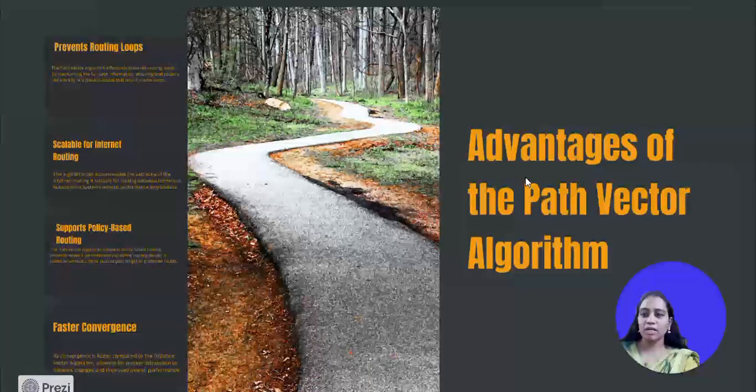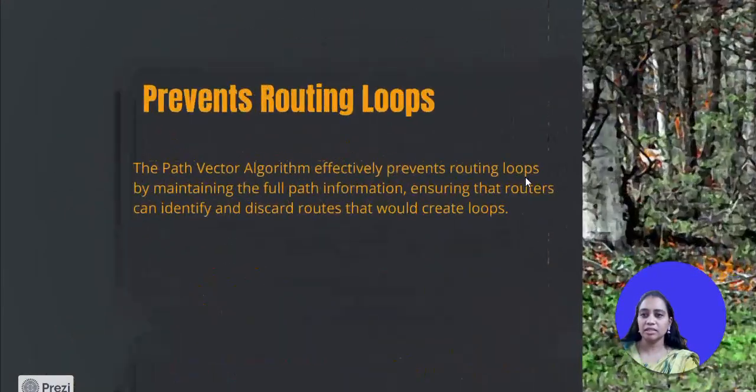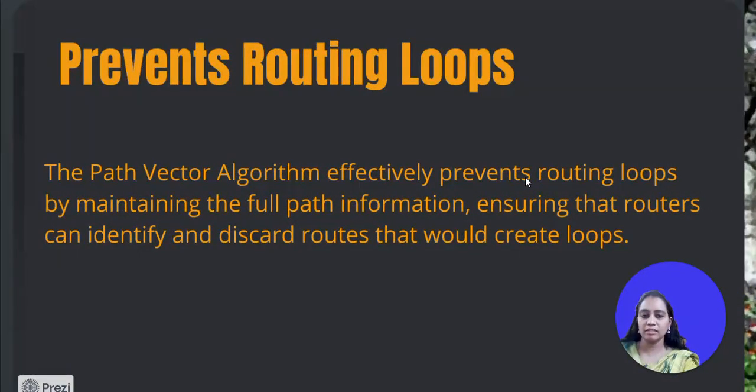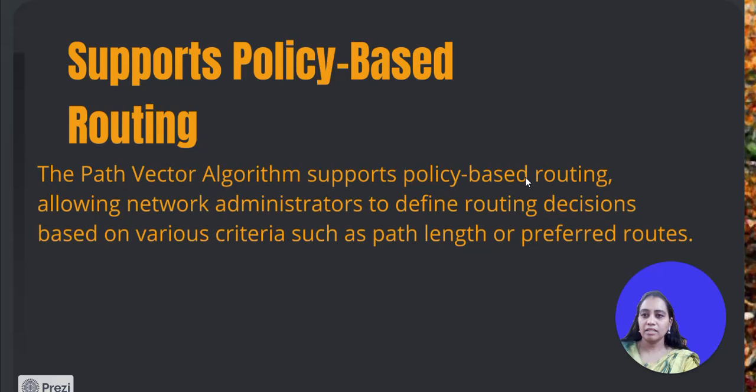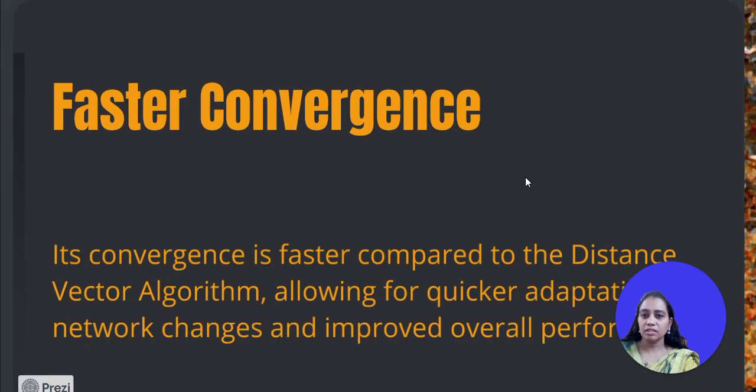So now, what are the advantages? The advantages are: it prevents routing loops. Yes, we saw that there is no loop. Next, it is scalable for internet routing, so you can use that. Next, it supports policy-based routing, so you can take decisions based on criteria, based on the preferred routes. And faster convergence. If you want to cover the internet at a faster rate, it allows quicker adapting to changes in the networks, so that it will do it at a faster rate.